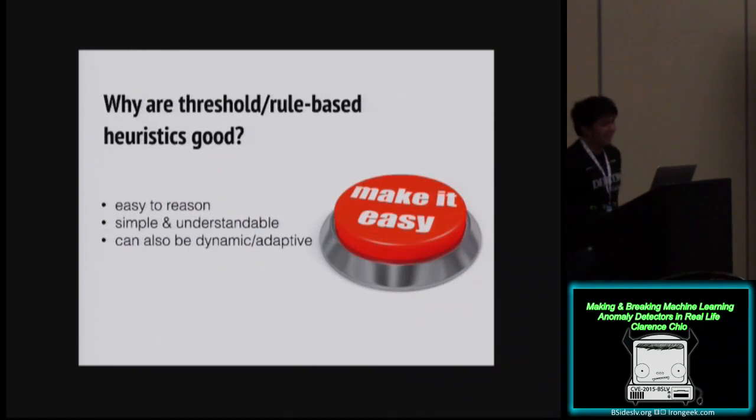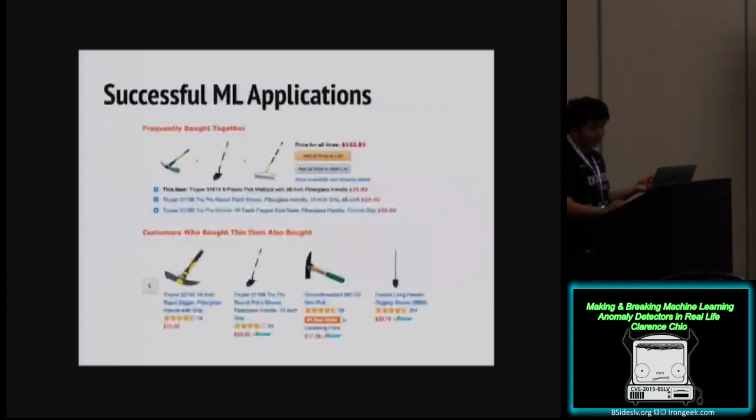So on the other side of the argument, why are threshold and rule-based heuristics good? For one, they're easy to understand. If something goes wrong, if a rule is triggered, you know exactly why the rule is triggered, and it's easy to reproduce. It's simple and understandable for the same reasons. And it can also be dynamic and adaptive, and we'll discuss them later. The crux is that it makes things easy. And it's easy to understand.